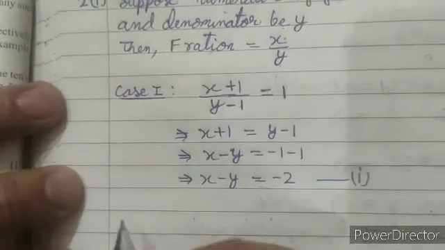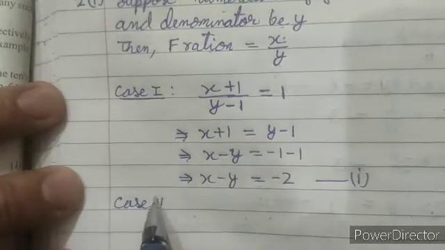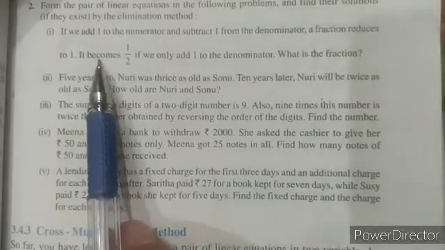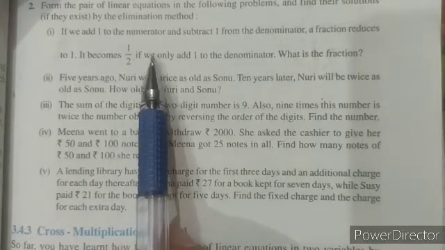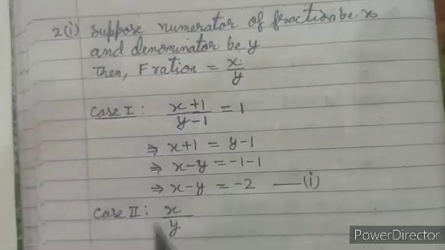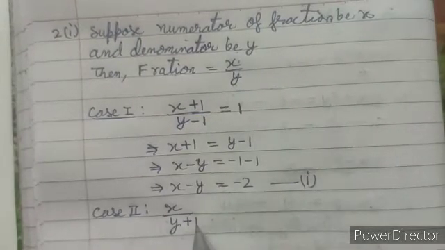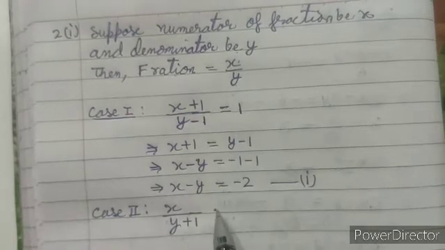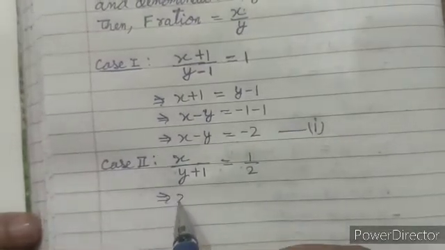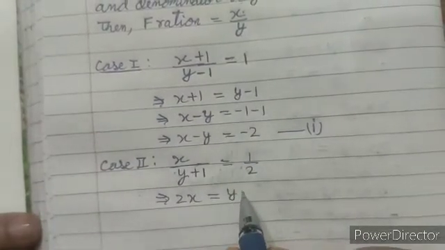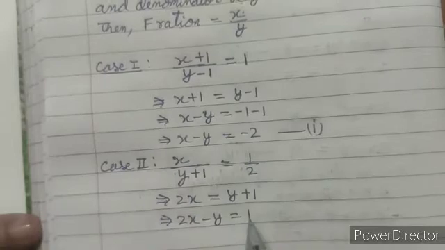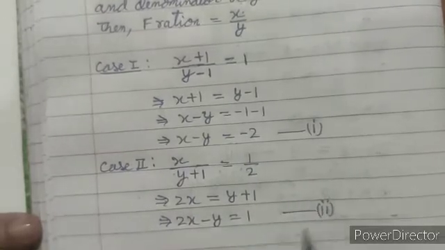Now case second. In case second it is given to us that the fraction becomes 1 by 2 if we only add 1 to the denominator. Now if we add 1 only to the denominator, then the fraction becomes 1 by 2. That means, after cross multiplication, 2x equal to y plus 1, and this will give us 2x minus y equal to 1. This is our second equation.